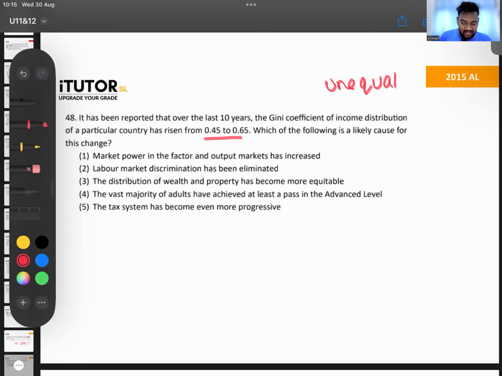Market power in the factor and output market has increased. So market power in the sense, maybe more and more monopolies have come. Right now they are very dominant, maybe.